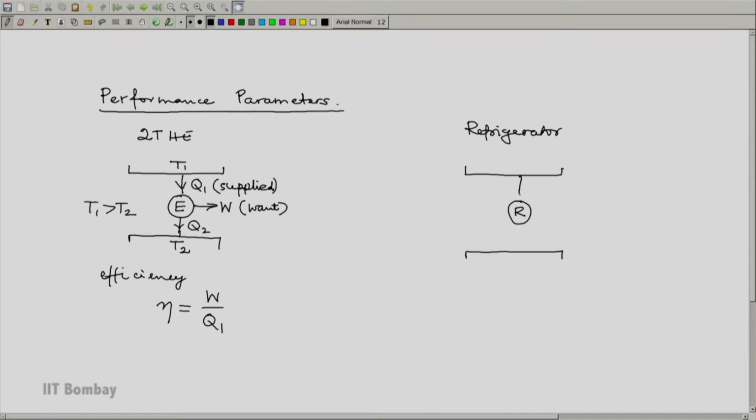When it comes to a refrigerator, and what I am going to show is a refrigerator which you may call a 2T refrigerator, we need to extract Q2 from the low temperature system at T2. We have to provide work, this is what is supplied, and of course Q1, which by the first law equals Q2 plus W, will be rejected to T1.